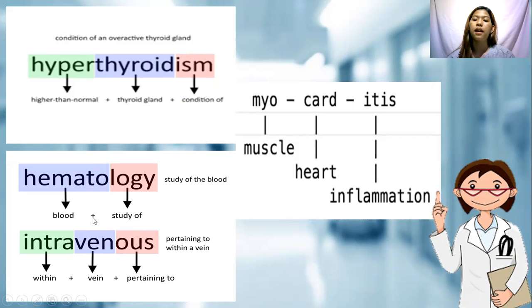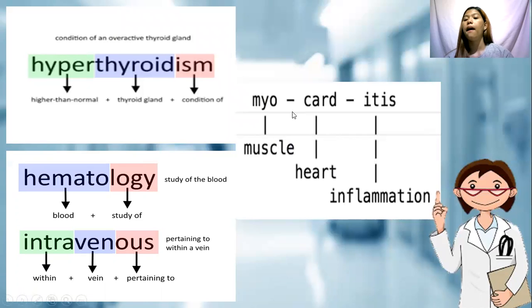Another example, hematology. This is the root and this is the suffix. Hemato means blood. Logy means study of. If you combine that, it means the study of blood. Another, intravenous. The prefix is intra, the root word is ven, and the suffix is ous. Intra means within, ven means vein, and ous is pertaining to. It means pertaining to within a vein.